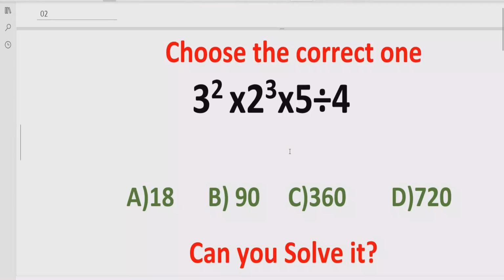Today we will solve another quiz which is related to arithmetic expression. This quiz contains the basic operations, multiplication and division. So we have to solve this quiz using PEMDAS and BODMAS method and find out the correct answer. In the answer list we have four answers: A is 18, B is 90, C is 360 and D is 720. So let's see after solving it which answer is correct.